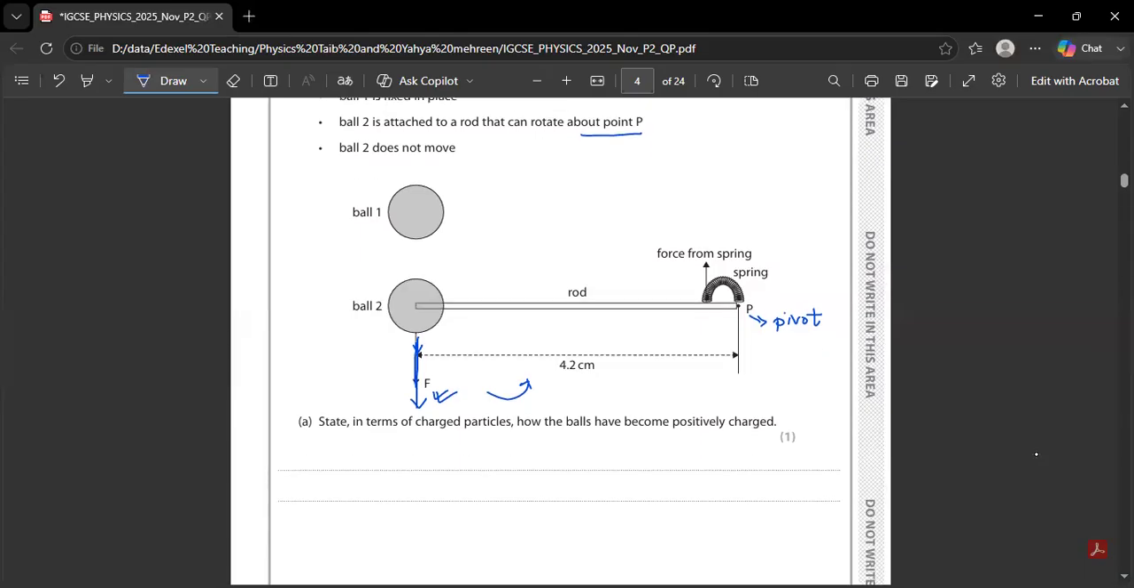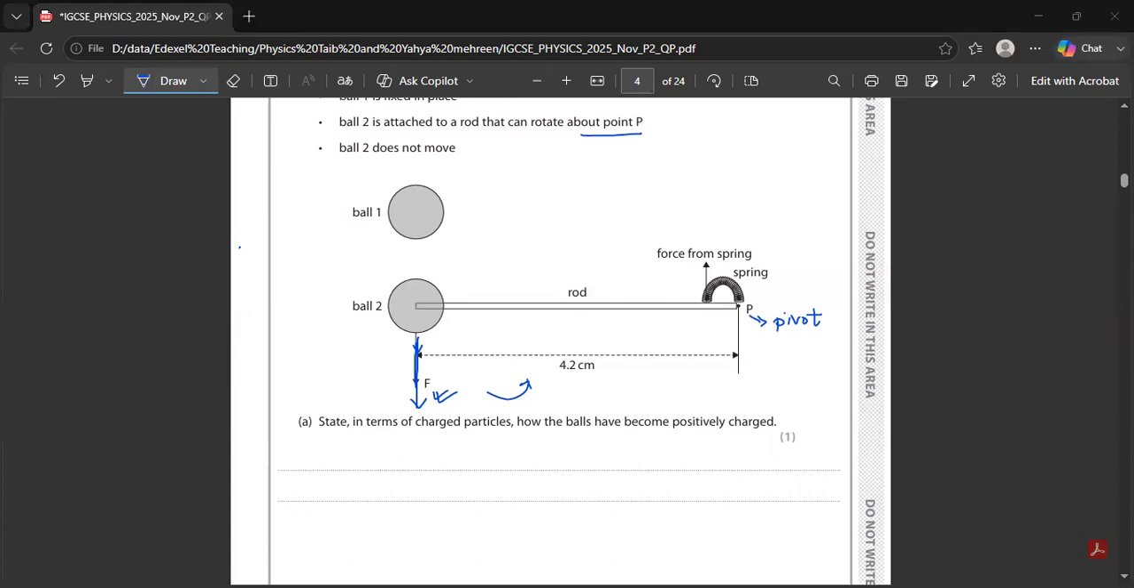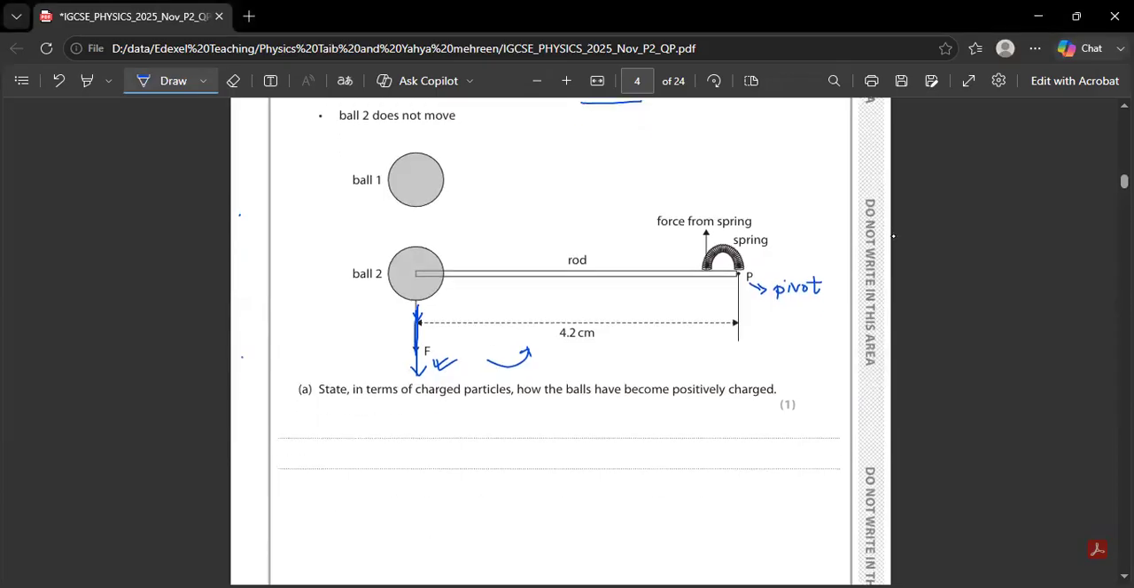Now, state in terms of charged particles how balls have become positively charged. If anything has become a positively charged body, what actually has happened with that body? It must have lost the electrons. What do you people think? It must have lost the electrons, right? So the positively charged object is due to loss of electrons, right? So, how have the balls become positively charged?